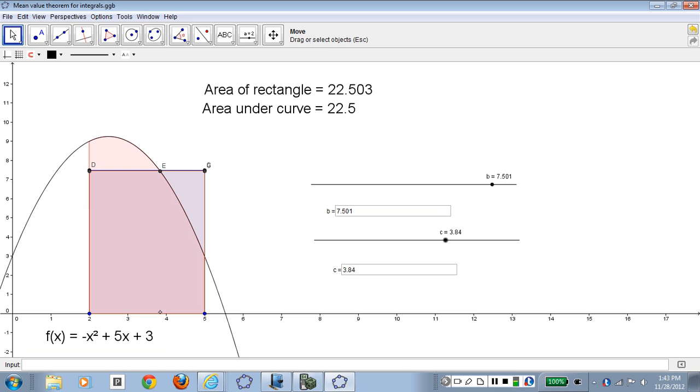Such that if I evaluate the function at 3.84, that gives me the height of the rectangle, and if I multiply that by 3, which is the base of the rectangle, that's going to equal the value of that integral on this interval here. So it looks like about 3.84 is the value of c that the mean value theorem for integrals is telling us exists.